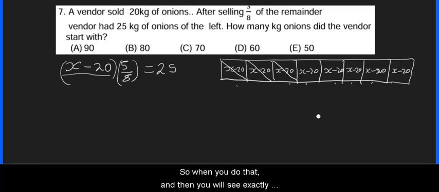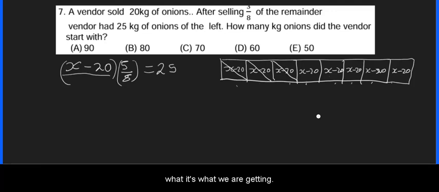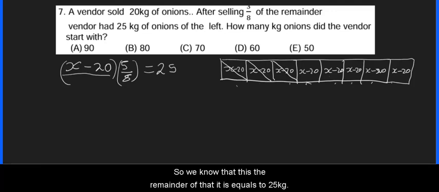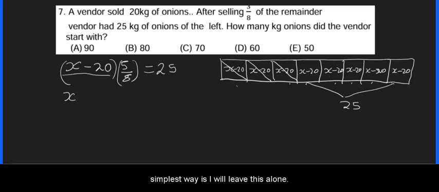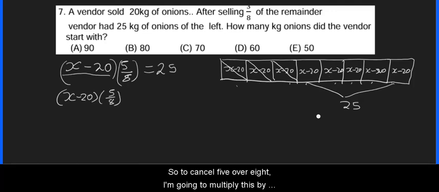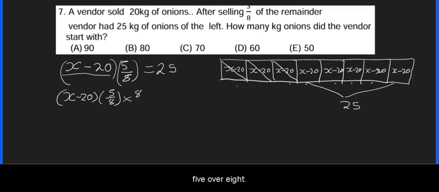So when you do that, and then you will see exactly what we are getting. So we know that this, the remainder of that, it is equals to 25 kg. Okay, so now we can simplify this. So what I would like to do here, simplest way is, I will leave this alone, and I'm multiplying this by 8. So to cancel 5/8, I'm going to multiply this by 8/5. What I do on the left hand side, I always do on the right hand side. What I do on the right hand side, I always do on the left hand side.